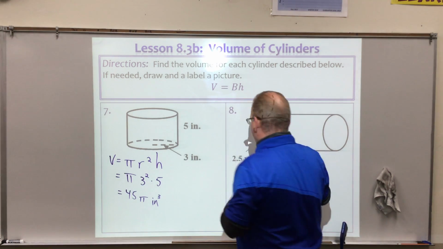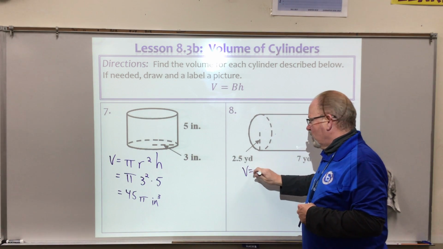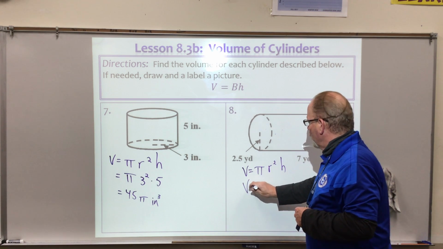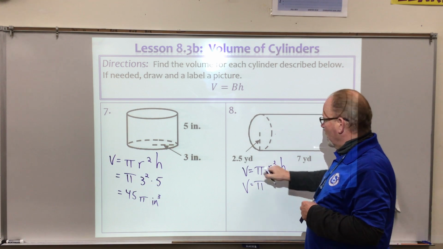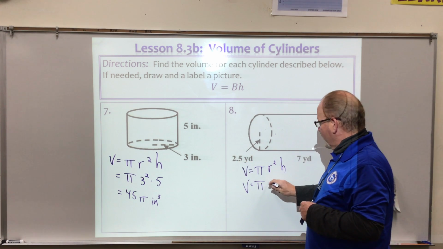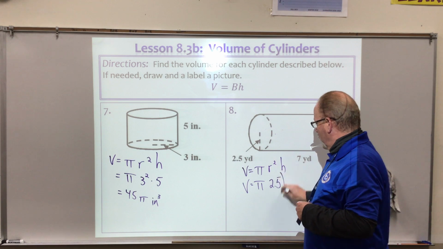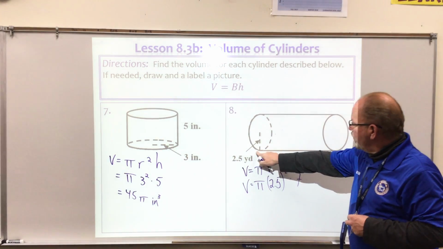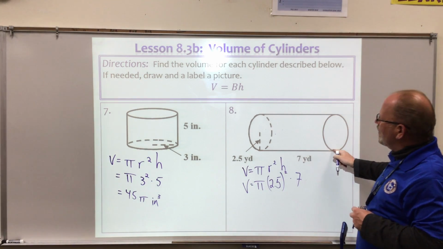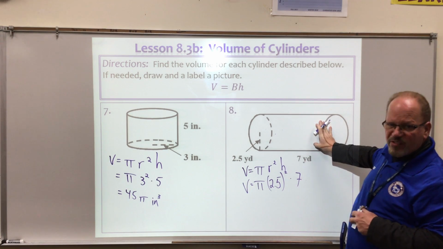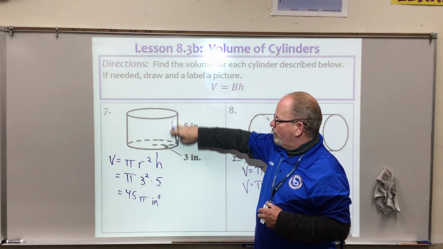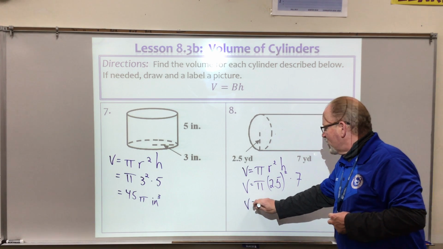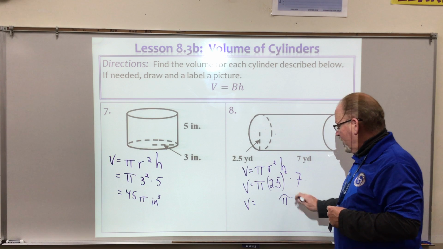If you came over here, again, volume equals pi r squared h. So the volume of this cylinder equals pi times 2.5 squared times h, which is 7. And you're saying, oh, but that's a length. No, it's a height. It's just lying on its side instead of standing up. Again, you're going to put this in your calculator. You're going to get an answer that has pi in it.